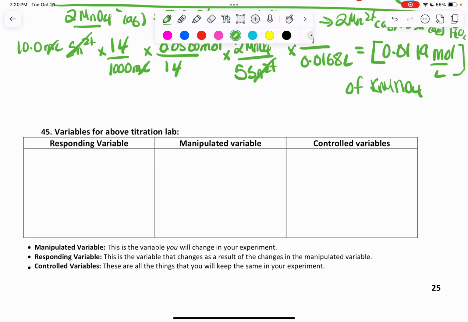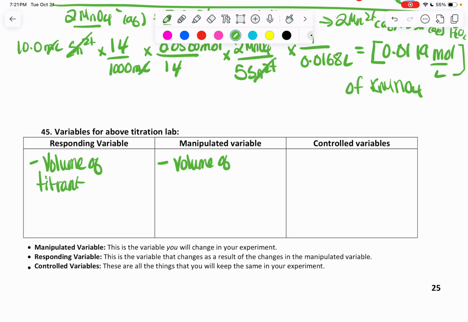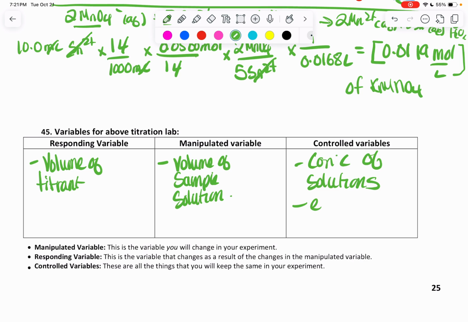So in this experiment, what are our responding variables? It's the volume of titrant that we used. What are our manipulated variables? Volume of sample solution. What did we control? The concentration of solutions and the endpoint color that we accepted.